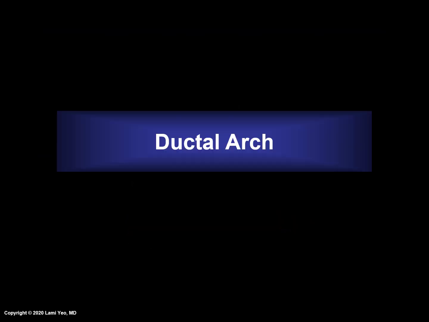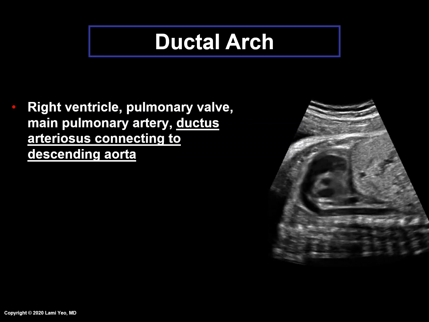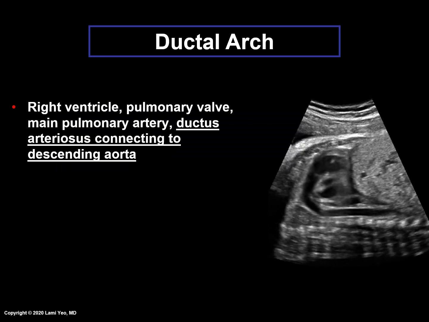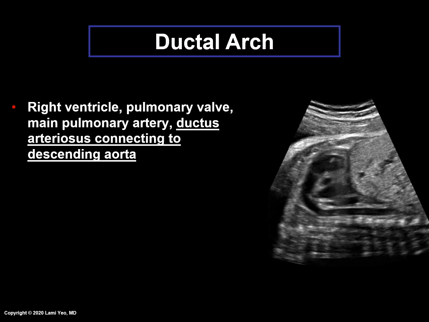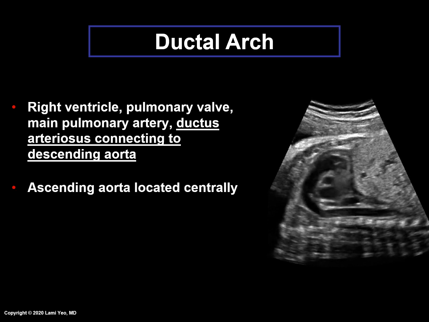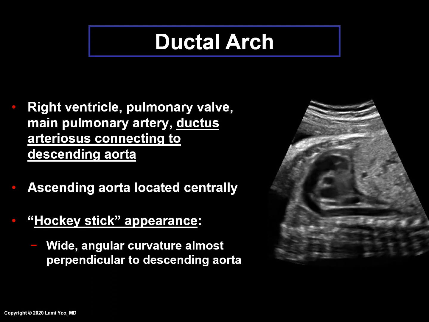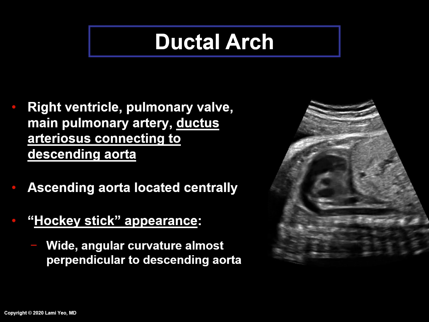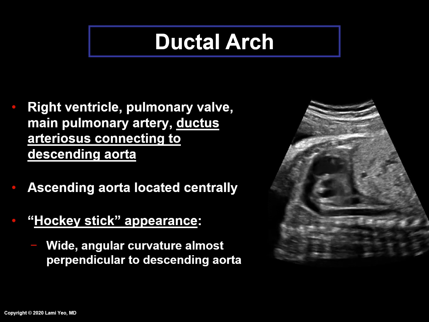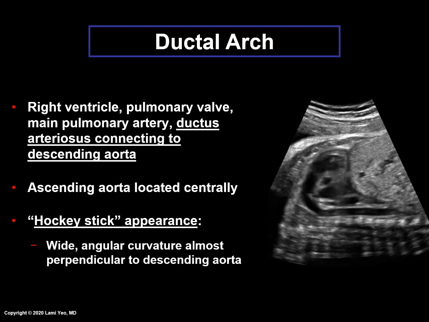Ductal arch. The ductal arch consists of the right ventricle, pulmonary valve, main pulmonary artery, and the ductus arteriosus connecting to the descending aorta. The ascending aorta is located centrally. One of the characteristics of the ductal arch is that it has a hockey stick appearance because it is derived from the pulmonary artery. Therefore, the ductal arch has a wide curvature that is almost perpendicular to the descending aorta.